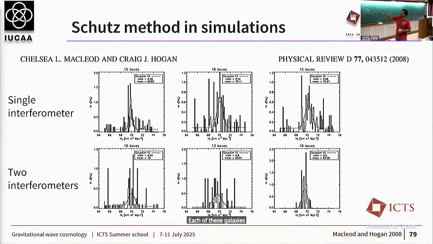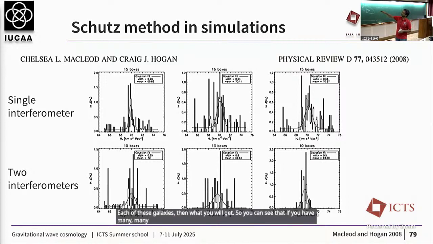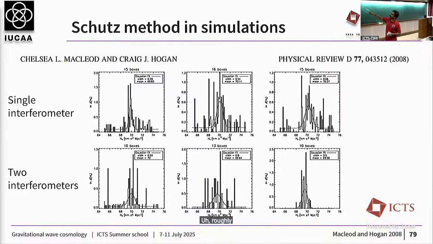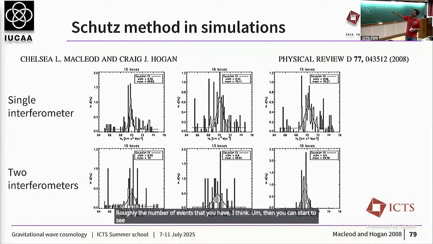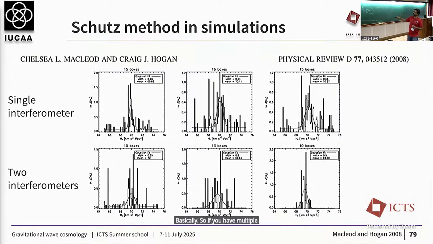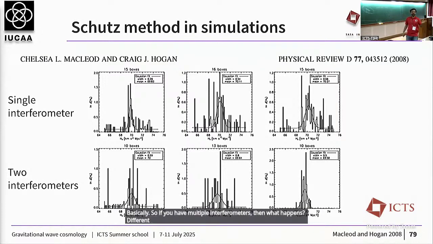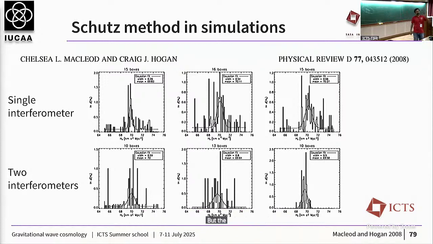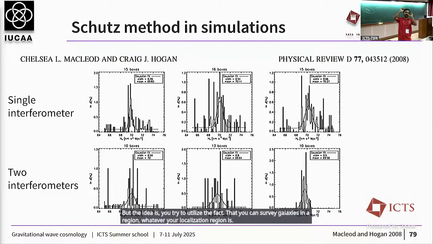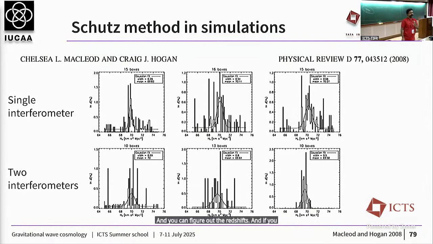Then what you will get. So you can see that if you have many, many events, so this is roughly the number of events that you have, I think, then you can start to see that the true Hubble constant emerges out, basically. If you have multiple interferometers, then what happens? Different number of boxes, etc. But the idea is you try to utilize the fact that you can survey galaxies in a region, whatever your localization region is, and you can figure out their redshifts. And if you can measure their redshifts, then you should be able to figure out what the Hubble constant is. Okay, so that's the idea.